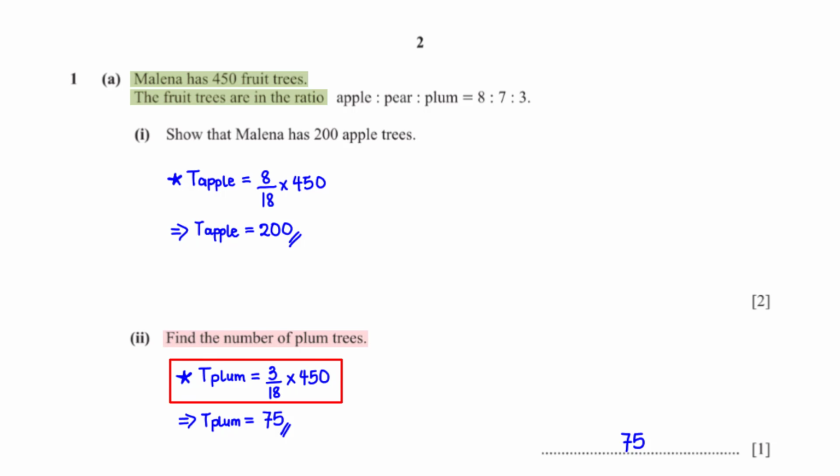Find the number of plum trees. To get the number of plum trees, we take the ratio share for the plum trees, which is 3, divided by the sum of the ratios, which is 18, multiplied by 450. This gives us 75.